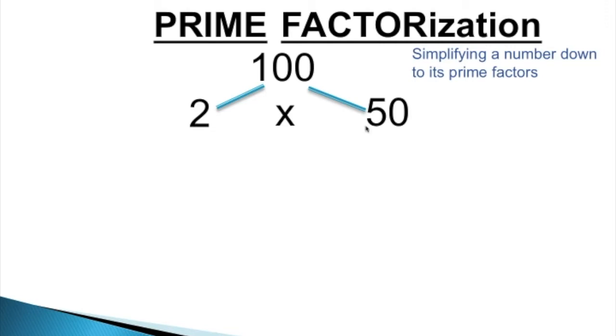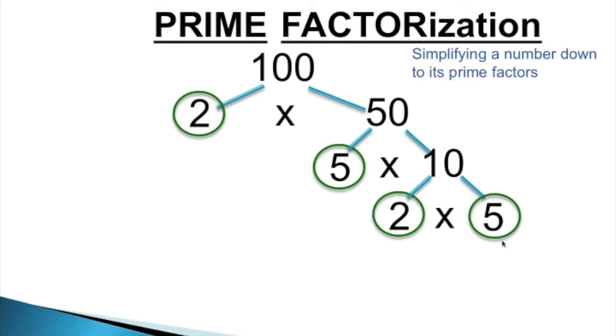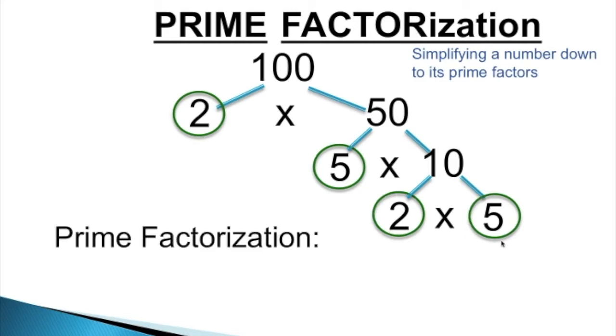But let's use this. 2 is already prime, so we're done here with this branch. But what about 50? Is 50 prime? No. We can break it down using 5 times 10. The 5 here is already prime, so we're done with this branch. But the 10 is not. And we can break down 10 using 2 times 5. And since 2 and 5 are prime factors, we're done. And that will give us our prime factorization. Our prime factorization will be 2 times 2 times 5 times 5.